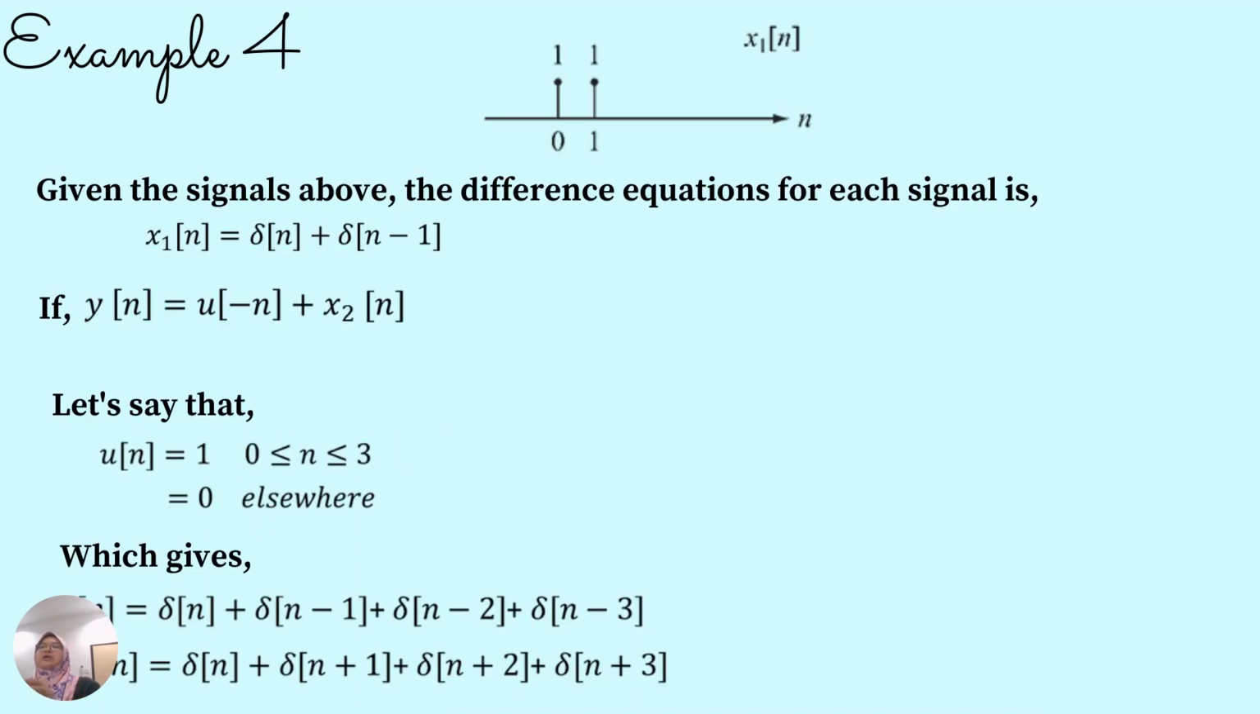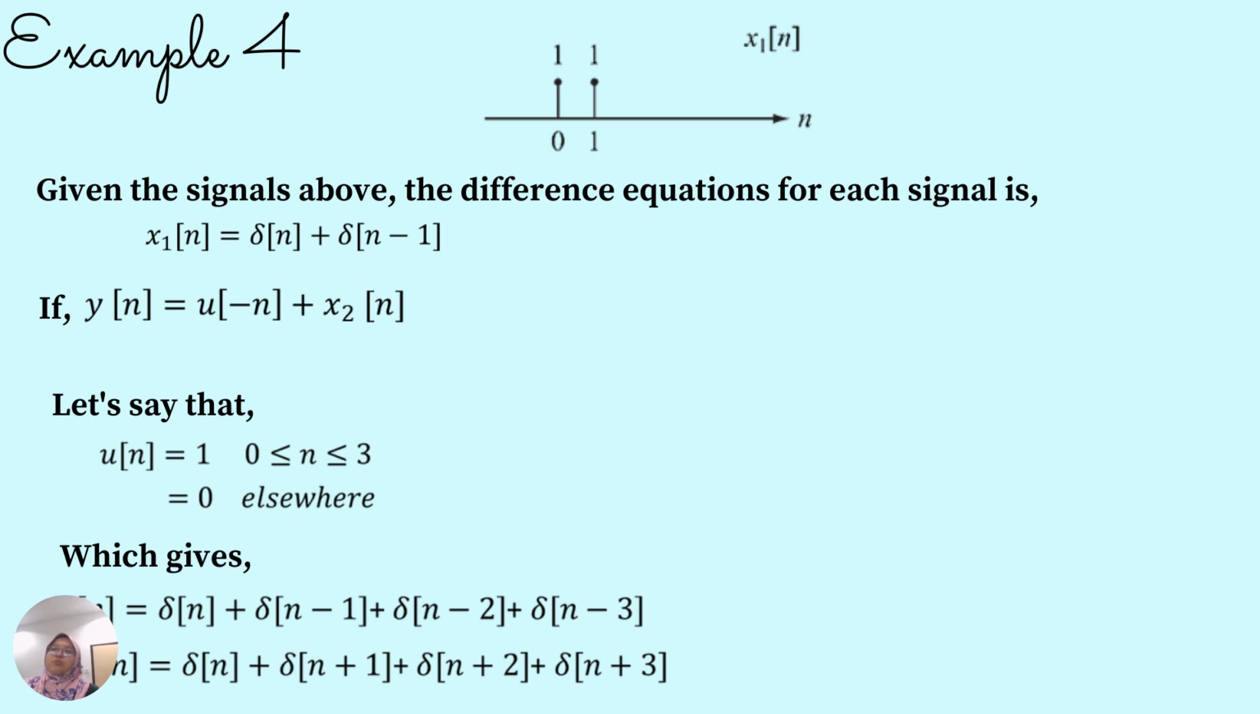Now example seterusnya, example 4. Given the signals, the difference equation for each signal adalah yn equals to u minus n plus x2n. Okay, saya dah tersilap kat sini. Patutnya saya letak x2n kan, tapi saya terletak x1n pula. So kita fokus dekat soalan ni.